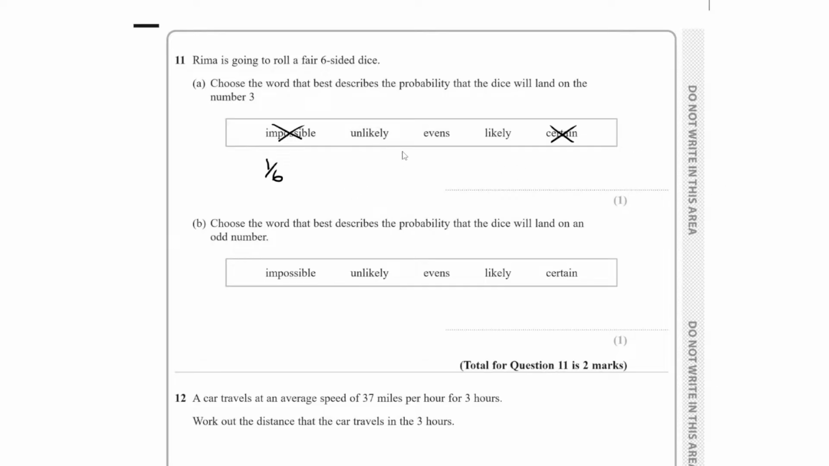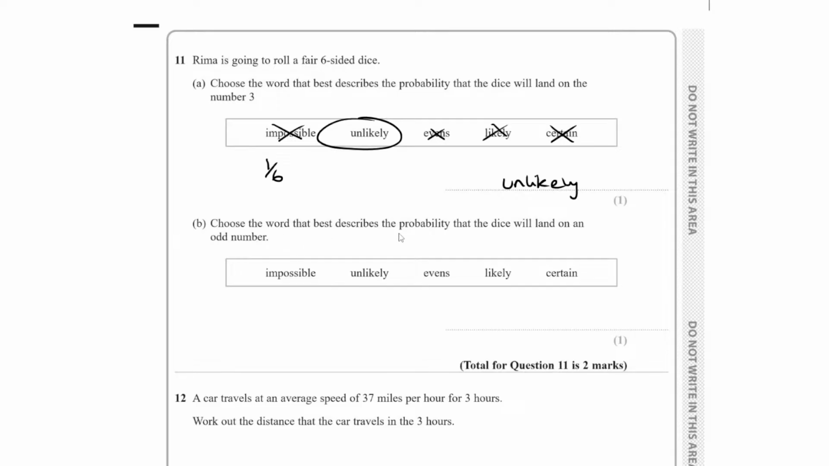It's 1 in 6. It's not evens because that would be half. Do you see what I mean? You can always kind of go through and cross out. It's not likely because it's not more than half. So I'd probably go with unlikely. It is possible, but it's unlikely just because it's such a small chance. 1 out of 6 different options. That's a small chance, isn't it?